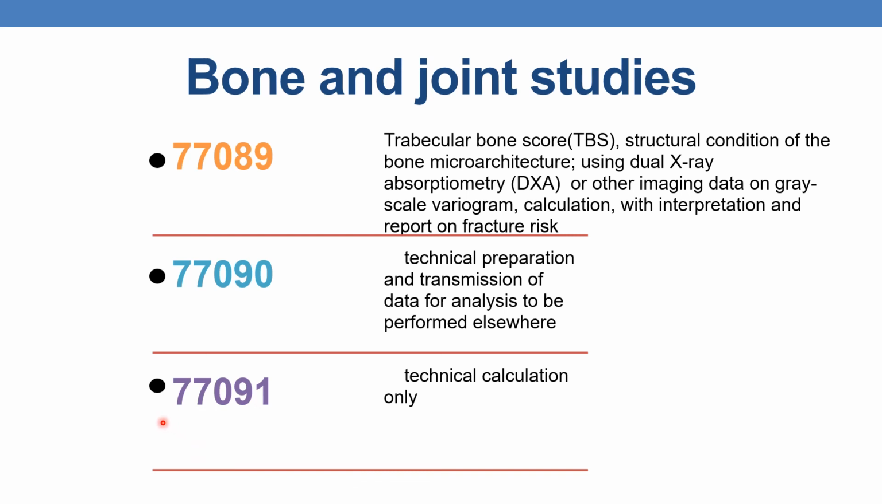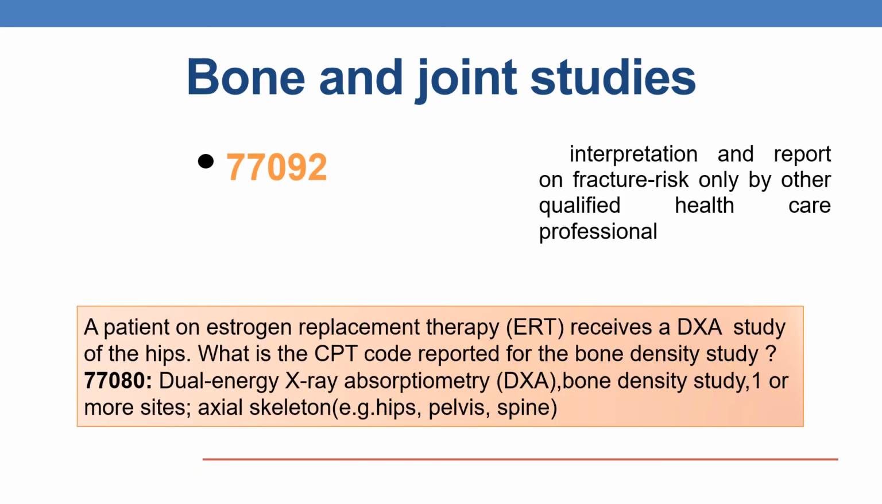The bullets indicate that these are new codes. So the next code is 77092. This is also indicated by a bullet, which indicates that it is a new code, and you can see some space before the code and the first letter is starting with a small letter. So first you need to go back to the description where the description starts with a capital letter. So this is also an extension of TBS, structural condition of bone microarchitecture. Here, interpretation and report on fracture risk only are done by other qualified healthcare professionals.